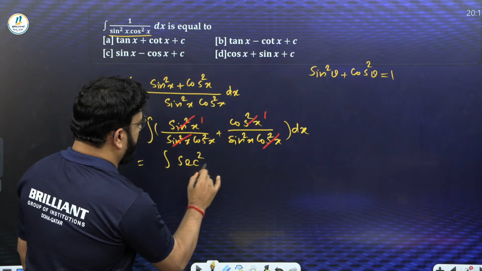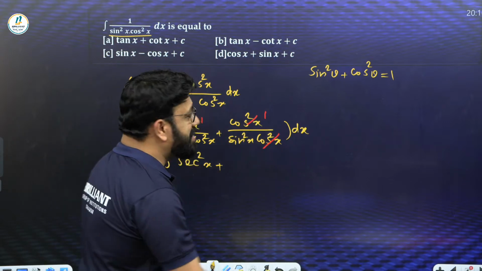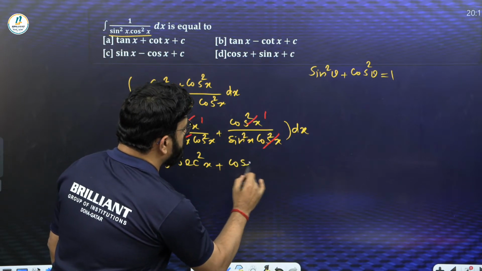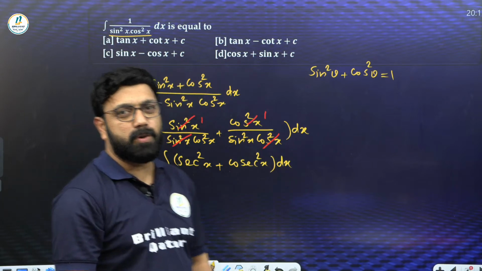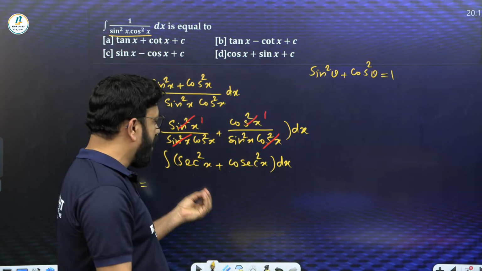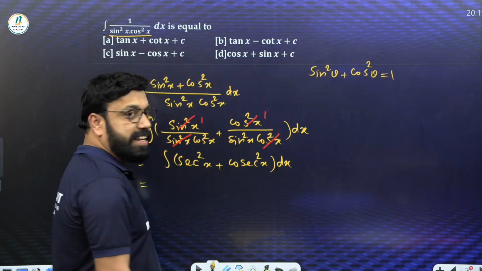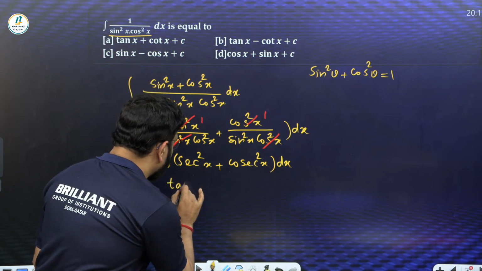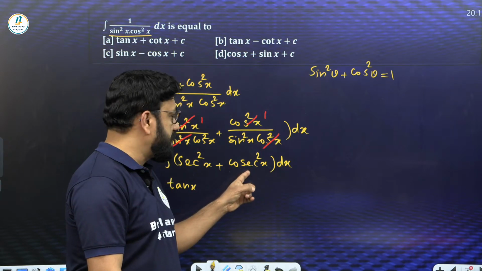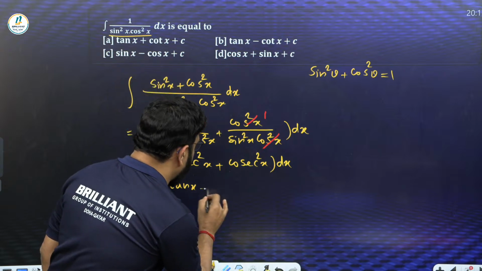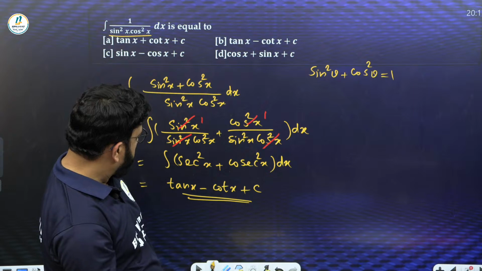The integral of sec square x plus 1 by sin square x, which goes to cosec square x, dx. So what is the integral of sec square x? A very important integration point: sec square x, cosec square x, sin x, cos x, everything in trigonometry. The integral of sec square x is tan x. And the integral of cosec square x is minus cot x. So tan x minus cot x plus the constant c.